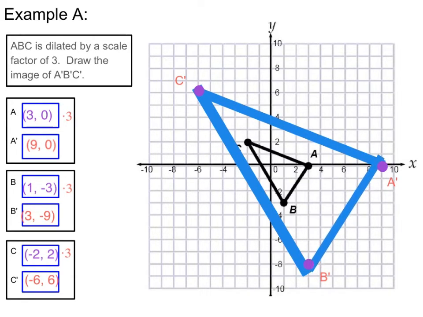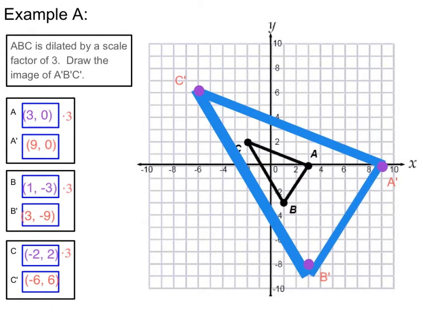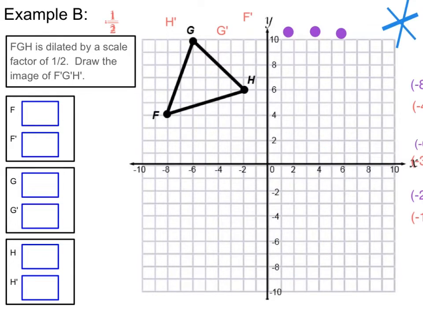Remember, when you make your triangle, to use a straight edge or a ruler in order to make yours look like mine. Once you've got your triangle drawn, let's go on to the next one. Here we are at example B, and it says FGH is dilated by a scale factor of 1/2. Draw the image of F prime, G prime, H prime.